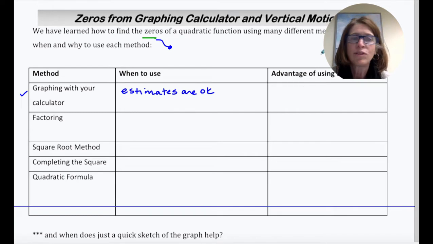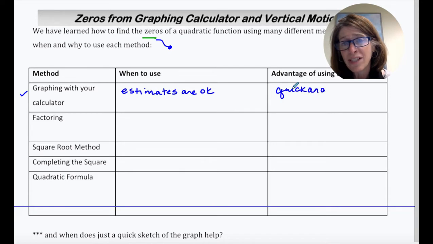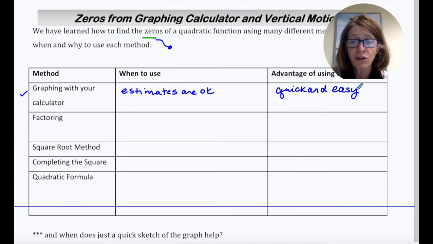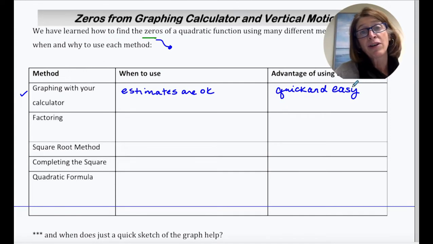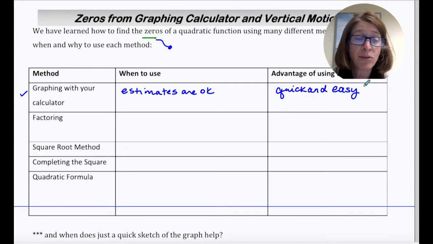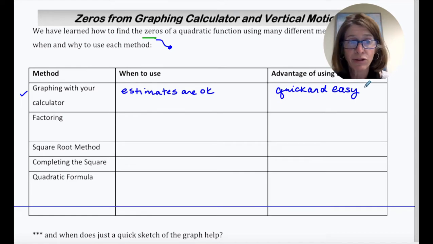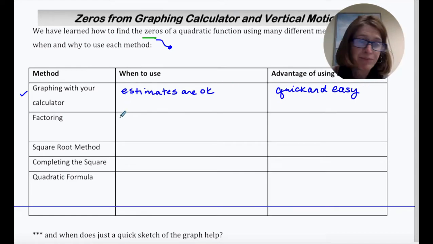What's an advantage of using your calculator? Well, it's quick and easy. A disadvantage is you have to know how to use your calculator. And so as a reminder, you enter the function into your calculator in the y equals, and then you go to your zeros. You find your zeros.